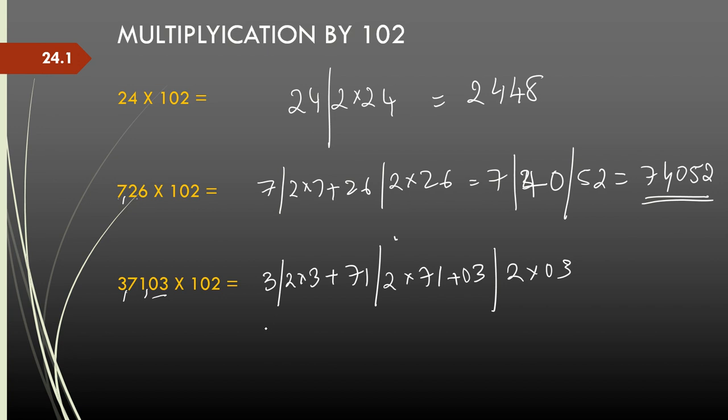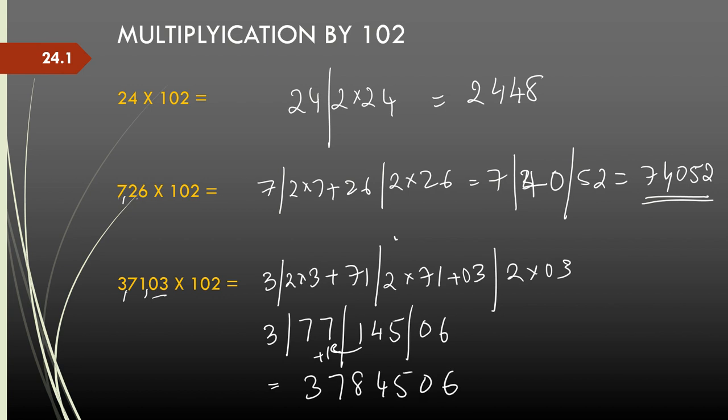So, then if we calculate this, it is 3, then it is 6 plus 71, that is 77, and then it is 2 times 71 is 142 plus 3, which is 145, and then the last part is 2 times 3, which we write as 06 because it needs to be a 2-digit number. Each part is a 2-digit number. There is one extra digit here, so we pass this. This one will go here. So, this is 3784506. So, this way we can extend this process to multiply any given number and say calculate a 2% increase on the given value.